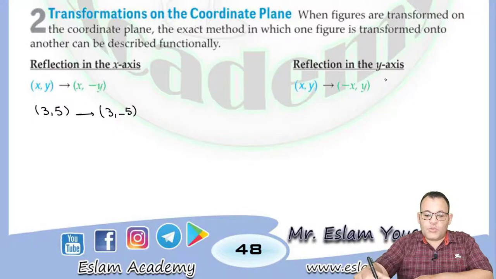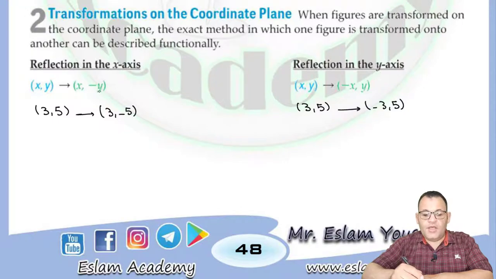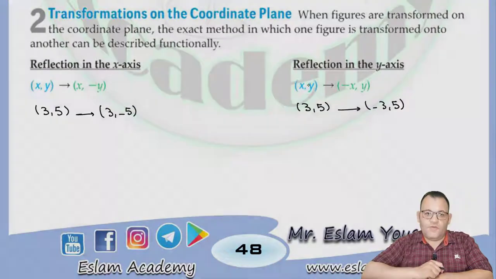But if we have reflection on the y-axis, we only change the x-coordinate. So suppose that we have (3, 5). Its image will be (negative 3, 5). So reflection on x, we change the sign of y. Reflection on y, we change the sign of x.